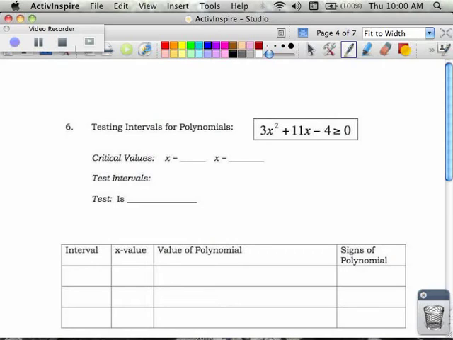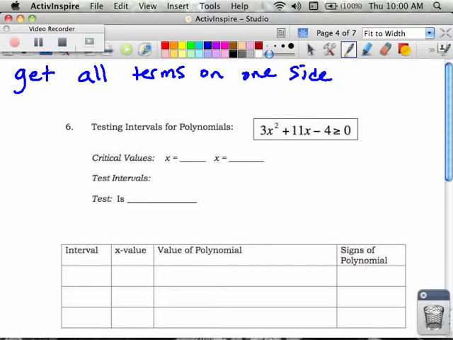And what you're going to notice is that when we have inequalities with a quadratic, what you're going to try to do is get everything on one side and 0 on the other. So we're going to get all of our stuff on one side, 0 on the other. And what you'll notice is that in number 6, that already happened. Okay? So this is step 1. Get all stuff on one side, 0 on the other. Step 2, factor.